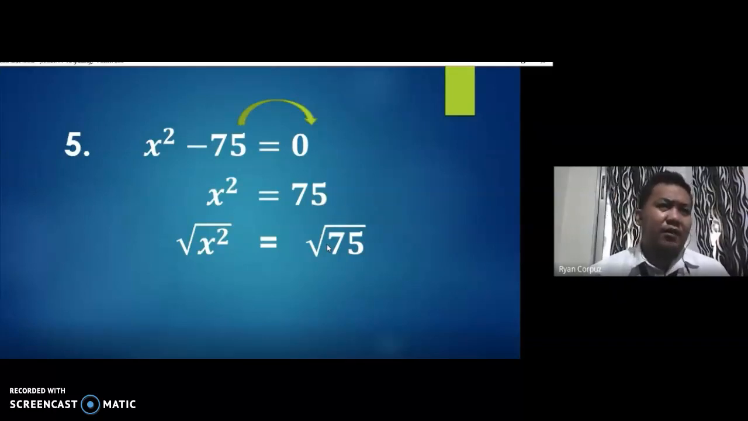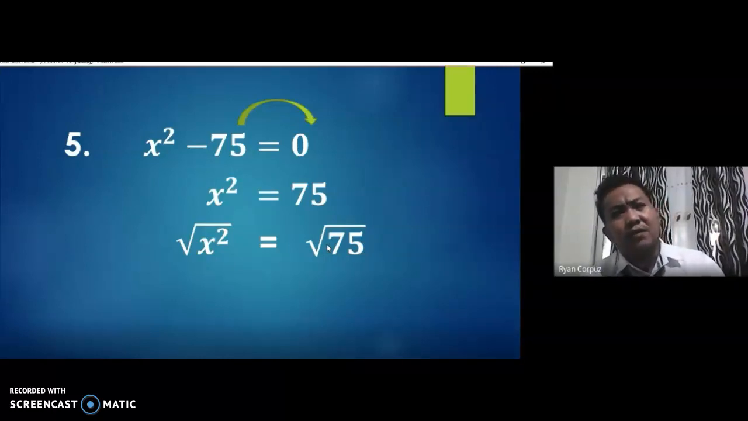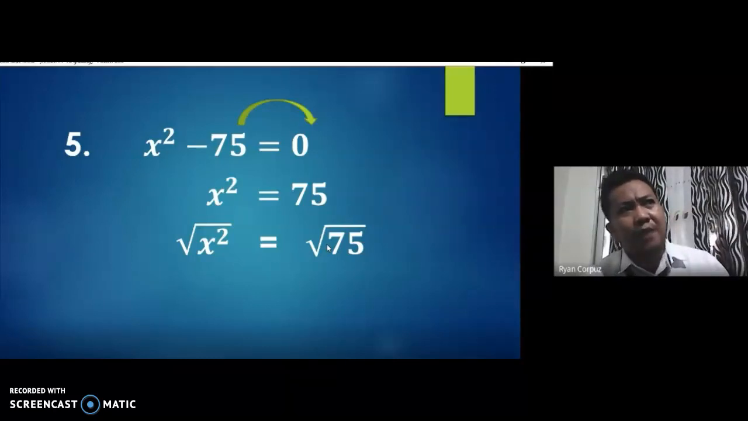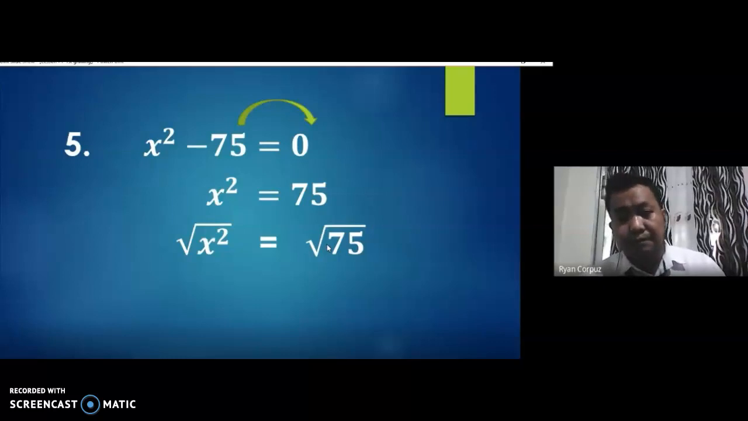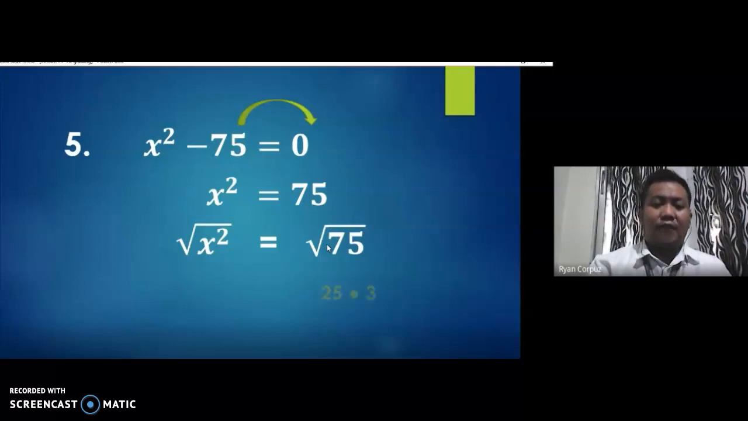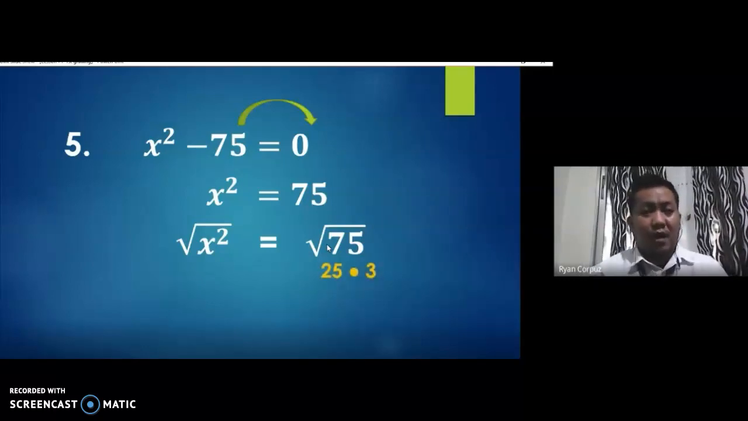What else? What other factors of 75? Of course, let's set aside 75 times 1. What are the other factors? That's 25 times 3. Look at 25 times 3. 3 is prime already. As for 25, is there a number that, when you multiply it by itself, the answer is 25? Yes. And that is 5. So that's why the right factors for 75 are 25 times 3.